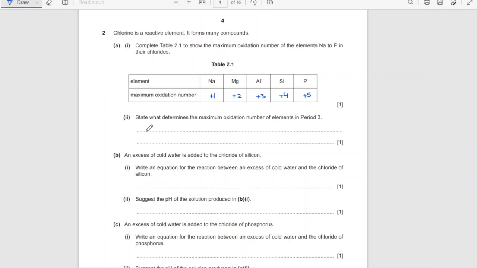So state what determines the maximum oxidation number of the elements. Well, you just answered that question. It's the number of valence electrons.